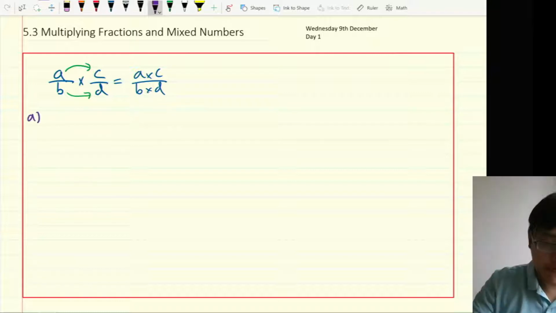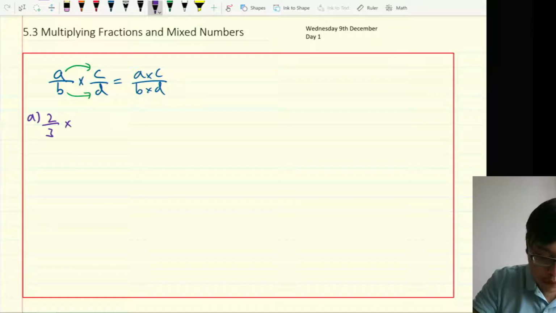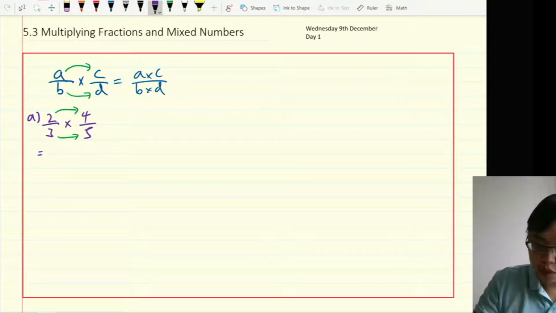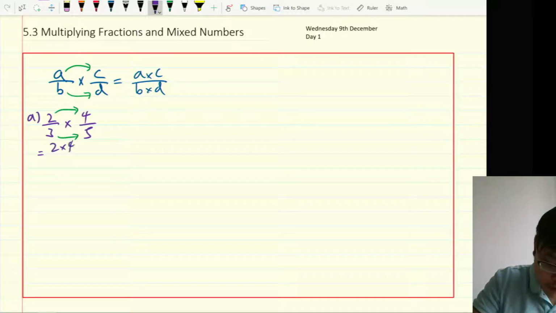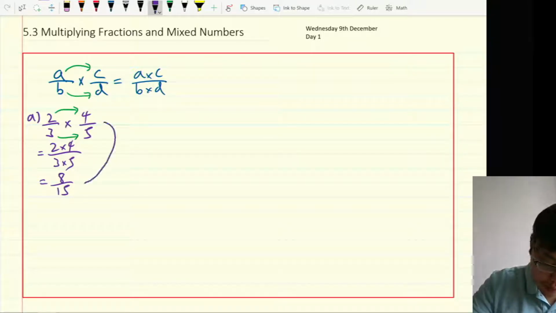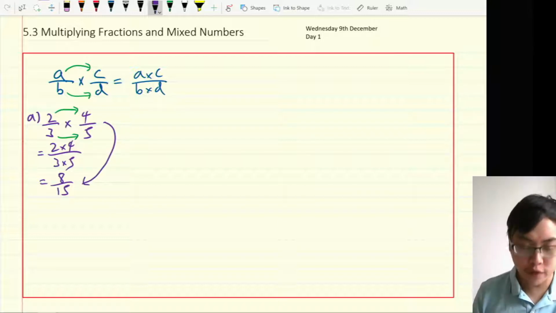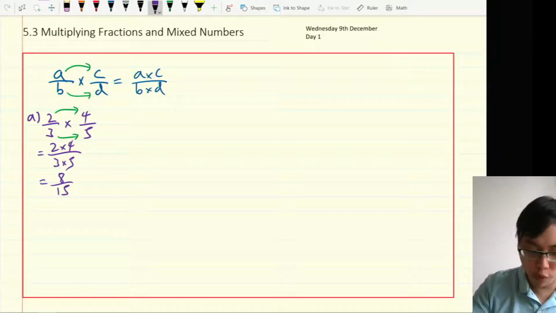So example A, we're going to have a very simple 2 over 3 multiplied by 4 over 5. We're just going to do top times top and bottom times bottom. In the end, you don't need to write this intermediate step, but you could if you want to. That's going to be 2 times 4 at the top and 3 times 5 at the bottom, and the answer will be 8 over 15. Now, if you choose to, you can go straight from the question to the answer. That's also fine, as long as you write down the question at the very beginning in your homework.